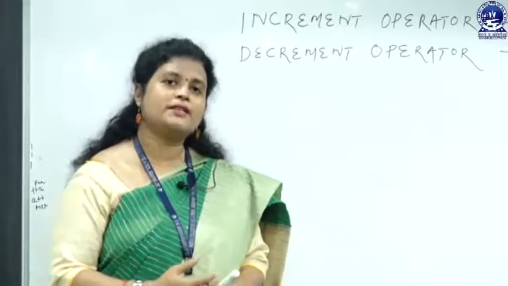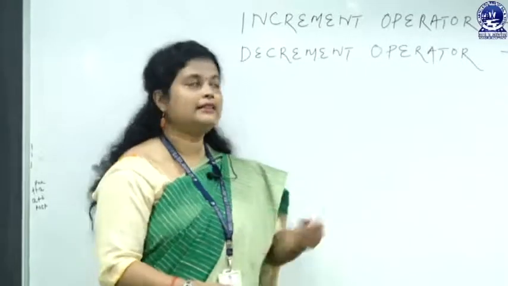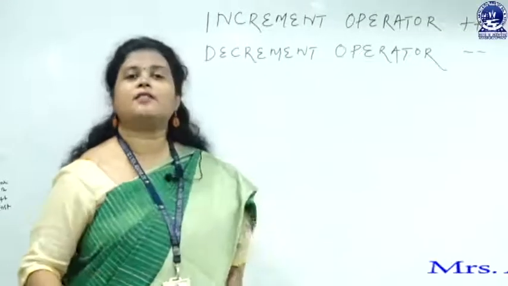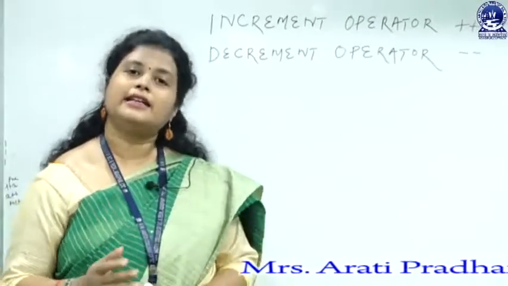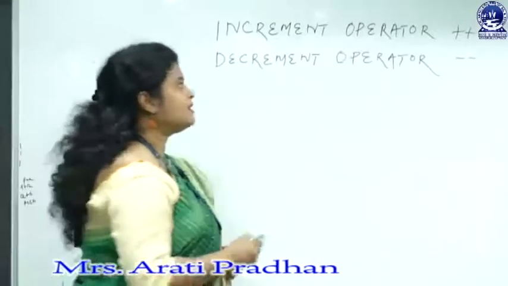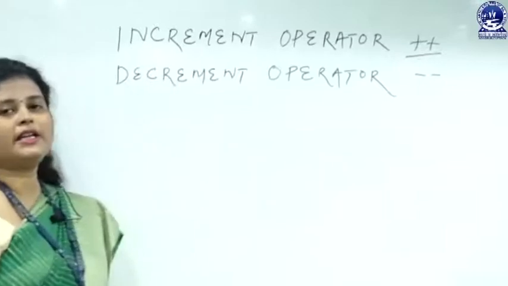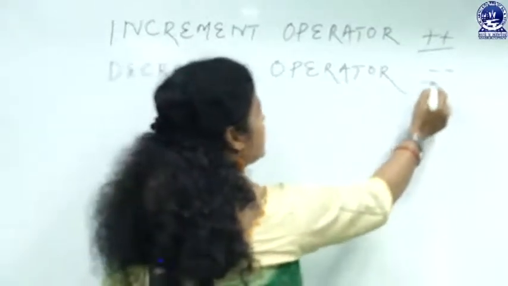if you want to increase the value by 1 unit, then the increment operator is used, and if you want to decrease the value by 1 unit, then the decrement operator is used. The symbol of the increment operator is plus plus and the symbol of the decrement operator is minus minus.